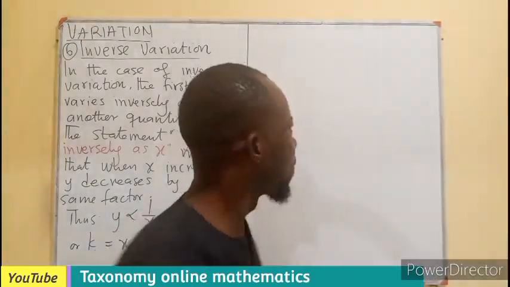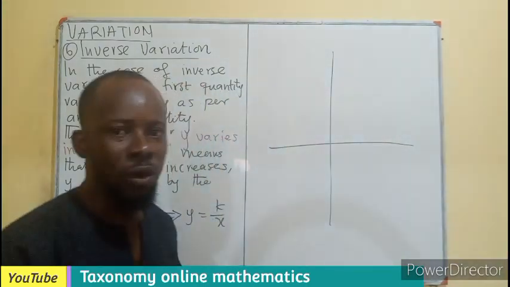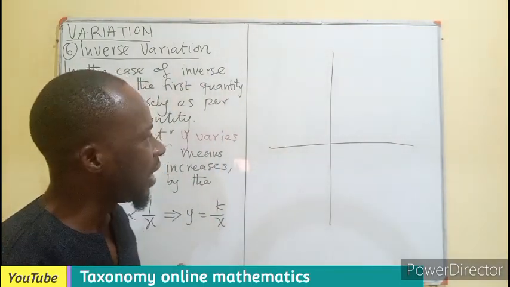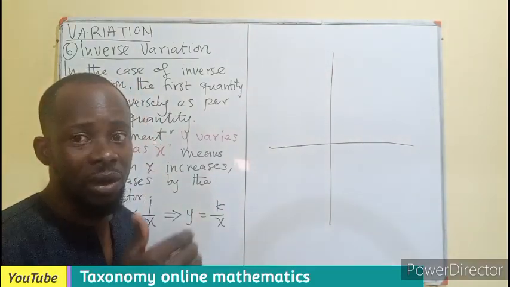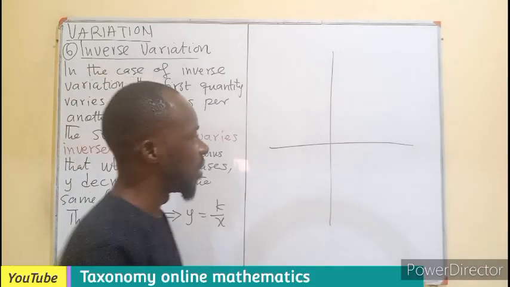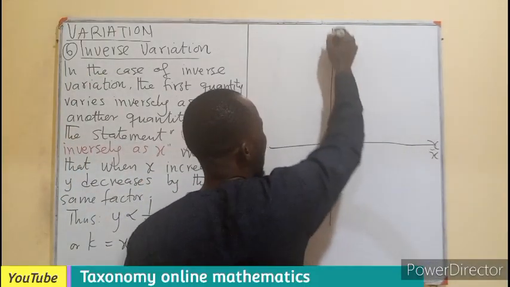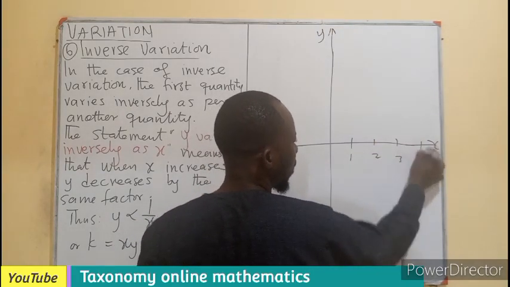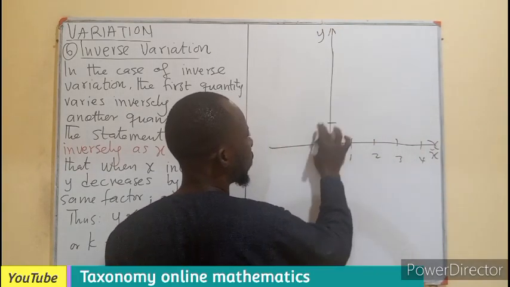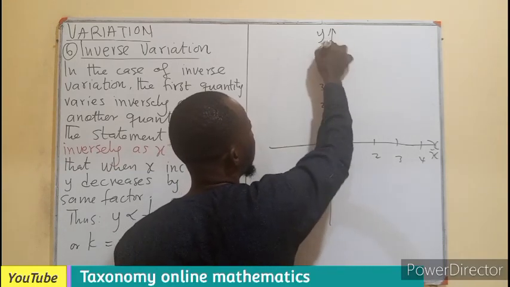It's a fair example of what? Inverse variation. Yesterday we introduced a graph, showing how we can represent the direct variation. Let's see how we can represent the indirect or the inverse variation. On our x-axis and y-axis, let's label 1, 2, 3, 4, and 1, 2, 3, 4, 5.